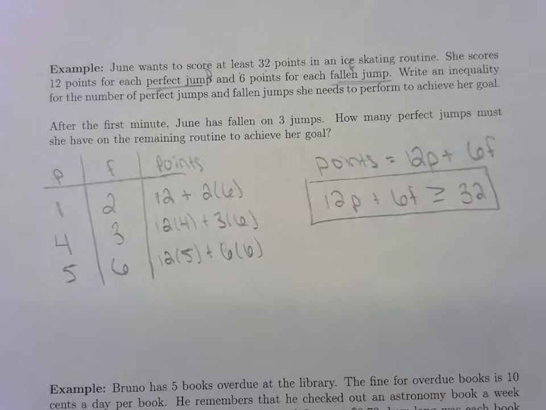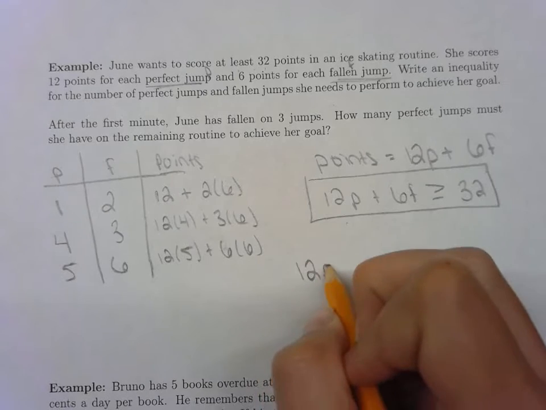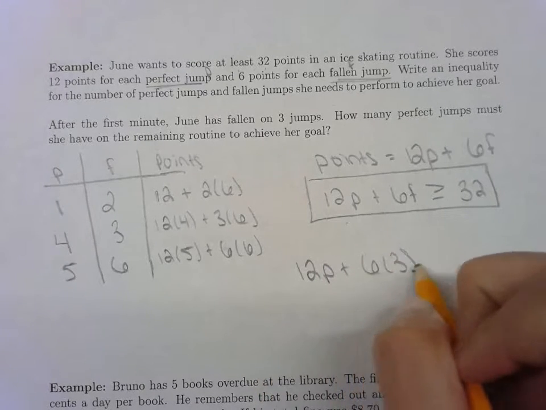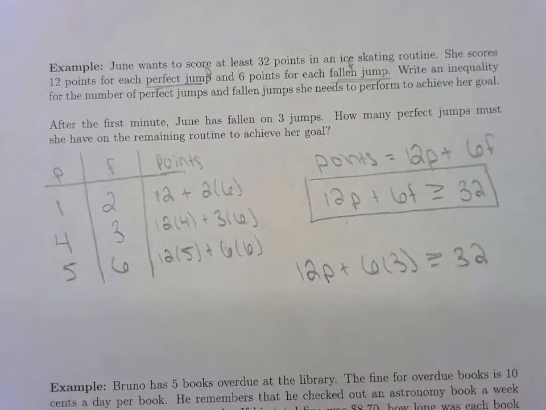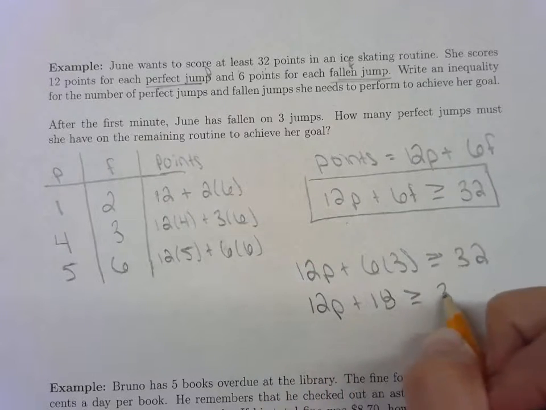It says after the first minute, June has fallen on 3 jumps. How many perfect jumps must she have on the remaining routine to achieve her goal? So we can use this inequality here. She's fallen on 3 jumps. We can go ahead and plug that in. So we have 12p plus 6 times 3 greater than or equal to 32. So this is 12p plus 18 is greater than or equal to 32.